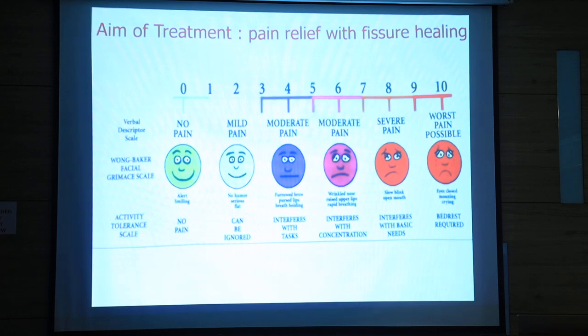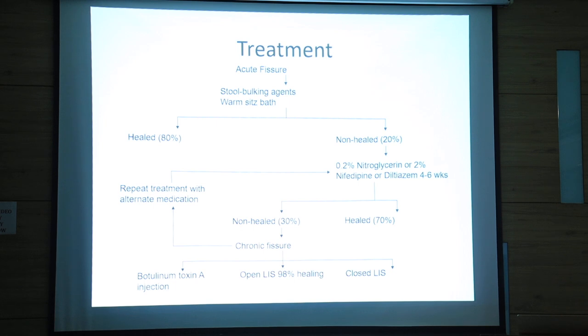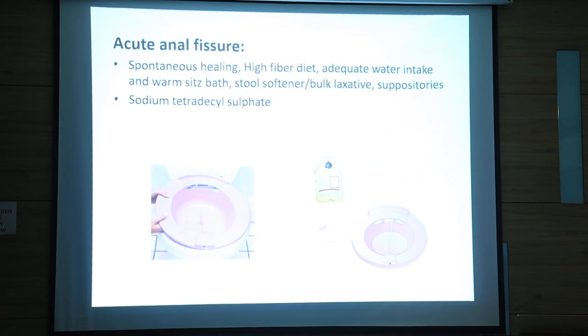So this is a pain score. You can see 0 is no pain and 10 is the worst pain possible. So what about the treatment? For acute fissure, stool bulking agents. We use sitz bath, yielding 80%, non-yielding 20%. If it's non-yielding, nitroglycerin can be used. Repeat treatment, then open LIS, closed LIS, botulinum toxin. This is a sitz bath stool. Spontaneous healing, high fiber diet, adequate water intake, warm sitz bath, all these things you know.